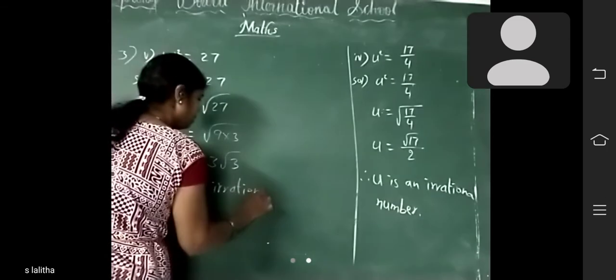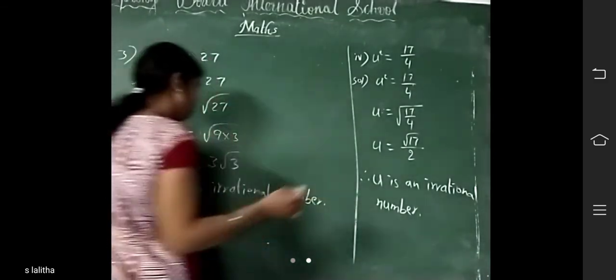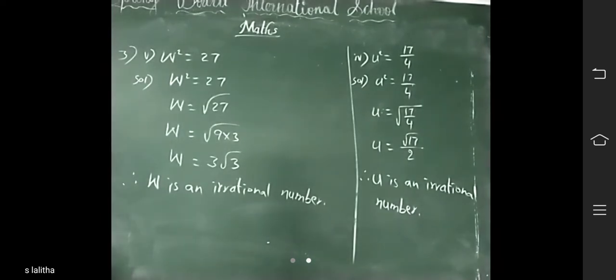So here 3 is a rational number, but here root 3 is there, so it is an irrational number. So therefore, W is an irrational number.